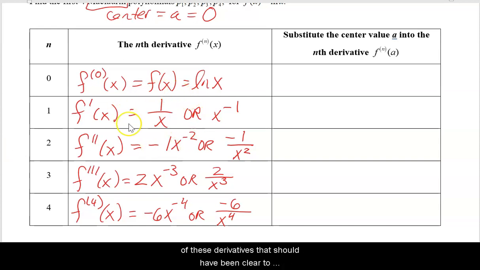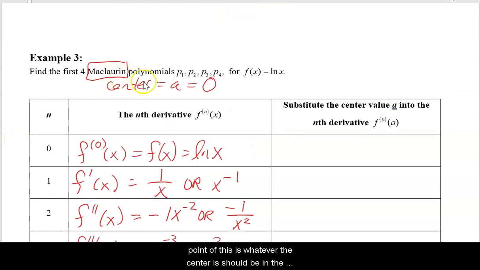And if you look at all of these derivatives, that should have been clear to you, since if you try to plug 0 into any of these, you will have something that's undefined. In other words, I set you up at the beginning to have something that couldn't possibly work. So again, the point of this is whatever the center is should be in the domain of the original function.